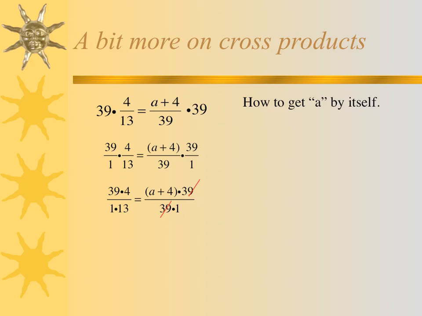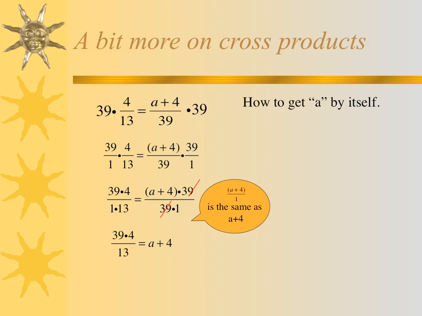And so what we end up with on the right-hand side of the equation is the expression a plus 4 over 1. Well, if I think about it, a plus 4 over 1 means a plus 4 divided by 1. Dividing by 1 doesn't change the value of an expression. So the right-hand side of this equation is now simply a plus 4. So I can rewrite this as a plus 4 equals 39 times 4 over 13.